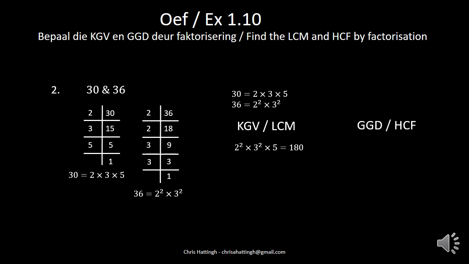For the HCF, only the common factors. So you're only going to look at the 2 and the 3. You're going to use the one with the lowest exponent. So it's going to be 2 times 3, and that gives you 6.